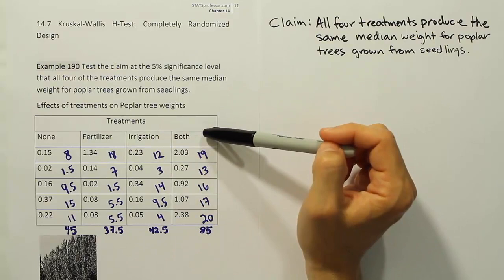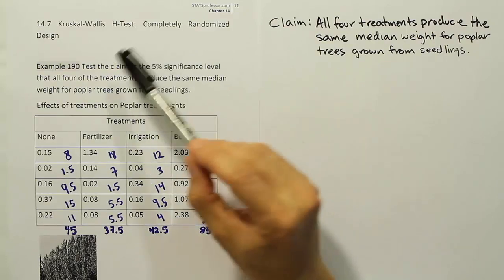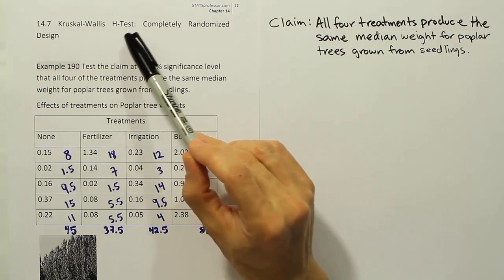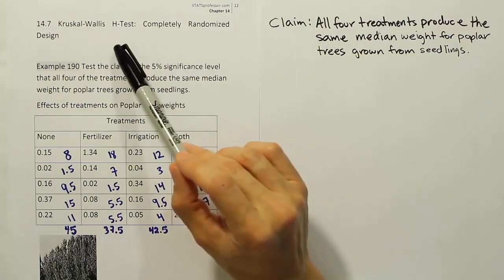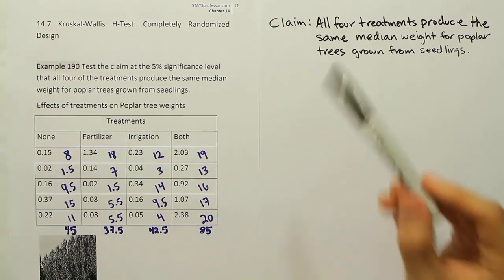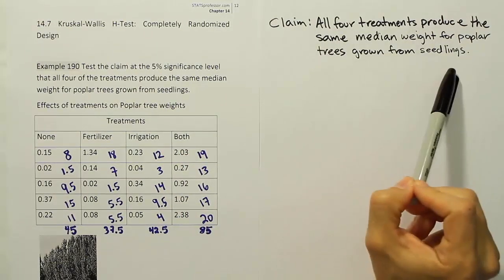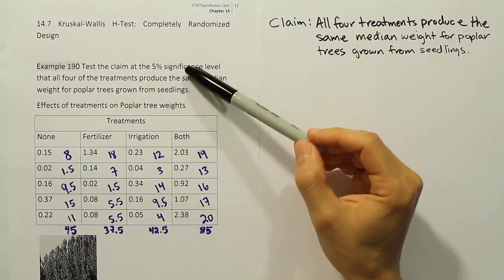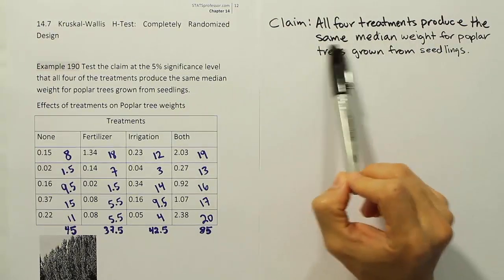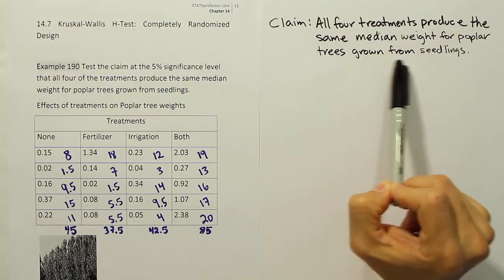When we do the problem, we're going to use a non-parametric procedure called the Kruskal-Wallis H-Test. This would be analogous to the ANOVA Completely Randomized Design or CRD experiment, but we're doing a non-parametric version of that. So we're going to start out with a claim, and I've already written it in here because it's just regurgitated directly from the statement. It says test the claim that all 4 treatments produce the same median weight for poplar trees grown from seedlings.